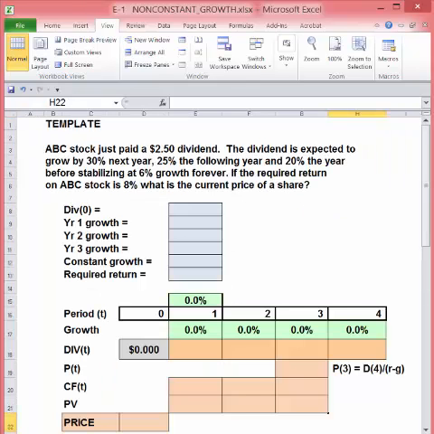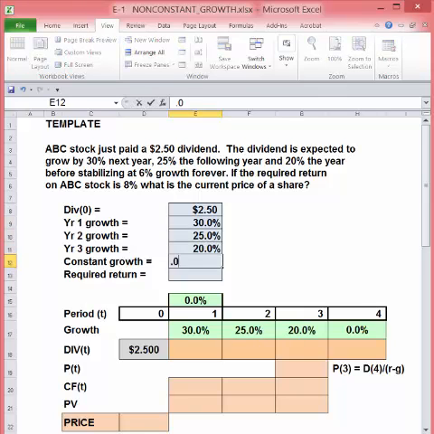We've gone through the solution step by step. Now let's work all the way through the problem. On this blank template, let's work the example step by step. The dividend is $2.50. First year growth is 30%, 25, 20, constant is 6, and the required return is 8%. So we've got them all on the timeline.